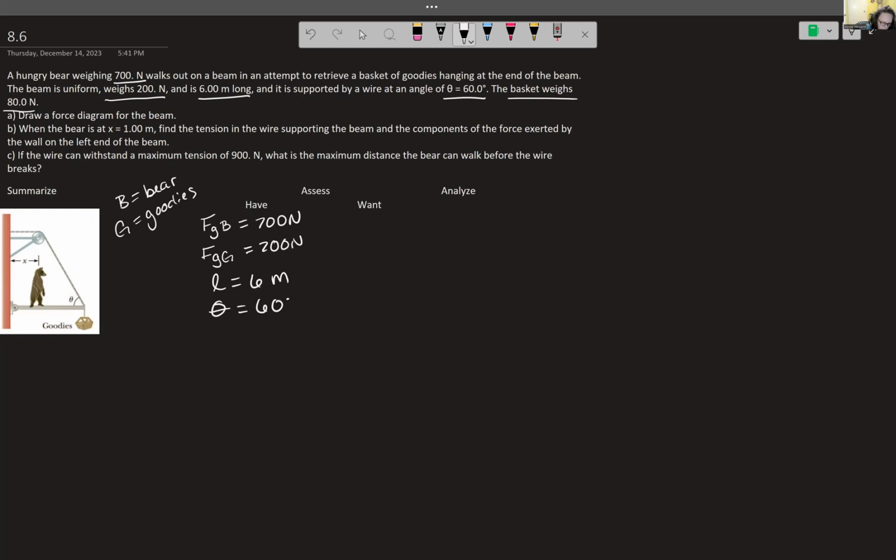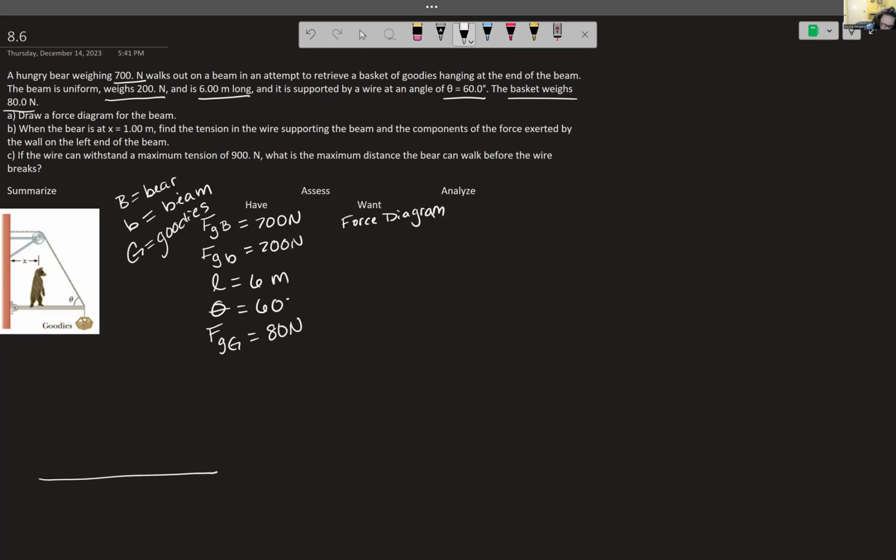And then what was this? Oh, that was the beam. Duh. Little b, beam, big G, goodies. How much do my goodies weigh? 80 newtons. So I need to do a force diagram. So I'm not even going to go any further. I'm just going to do that first, right?